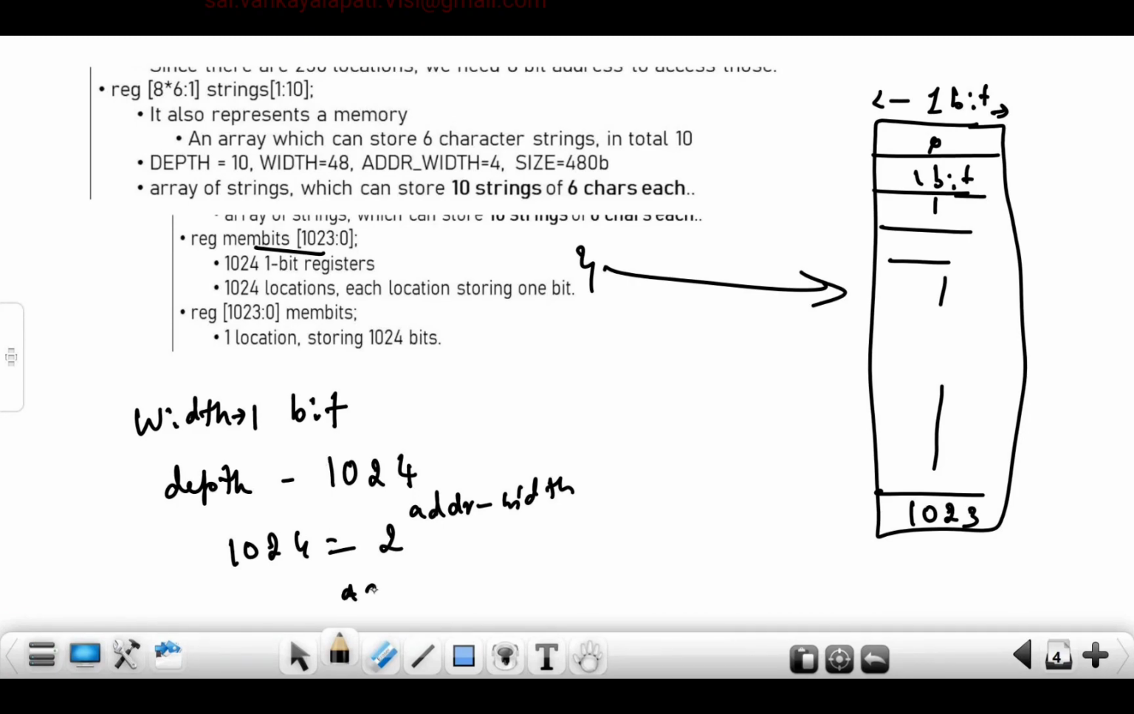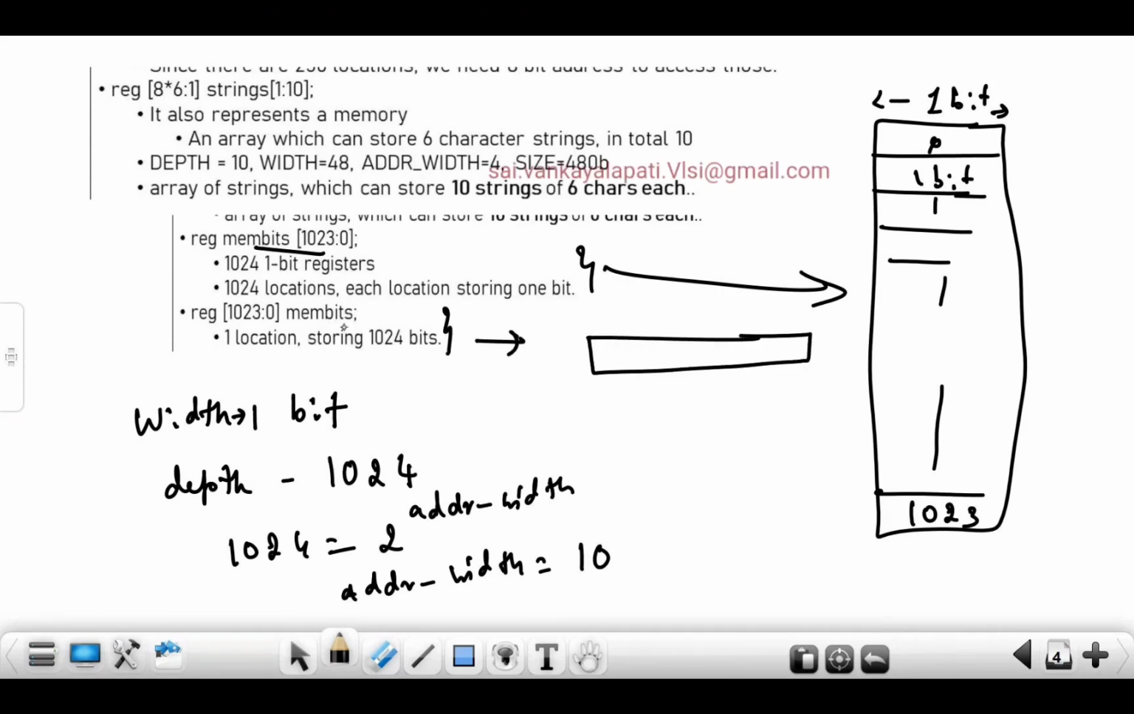So what is the address width of this? Address width is equal to 10. Now the second one, how is it going to store? There is only one location, right? Memory bits of one location. It will store how many bits? 1 kilobits. Correct? 1024 means 1 kilobits. This is an example. Only one location. It will store 1 kilobits.